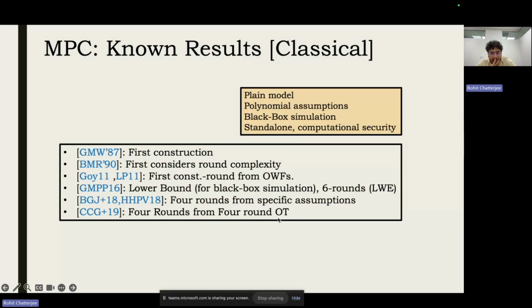So in 2016, there was this work that gave you a lower bound on round complexity for black box simulation. And also gave you a 6-round protocol based on the LWE assumption.